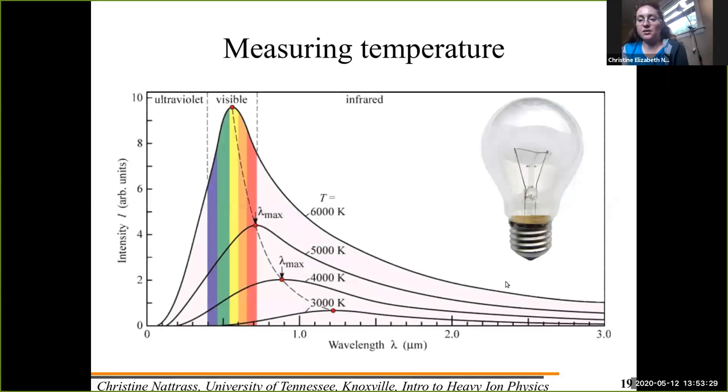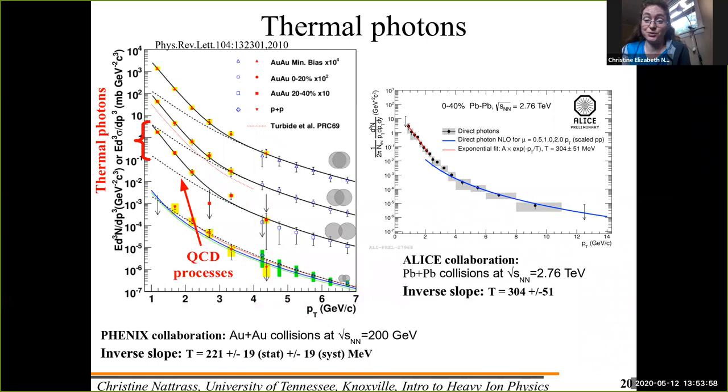So you guys have presumably at this point in time heard about black body radiation, so that when you have any object that has temperature, it will emit radiation, and the distribution of energies of the wavelengths of light that it emits gives you a way to measure the temperature of whatever it is that you're studying. So you can actually kind of do this in a quark-gluon plasma. There are a lot of complications, but that's the basic idea. And you can measure photons.